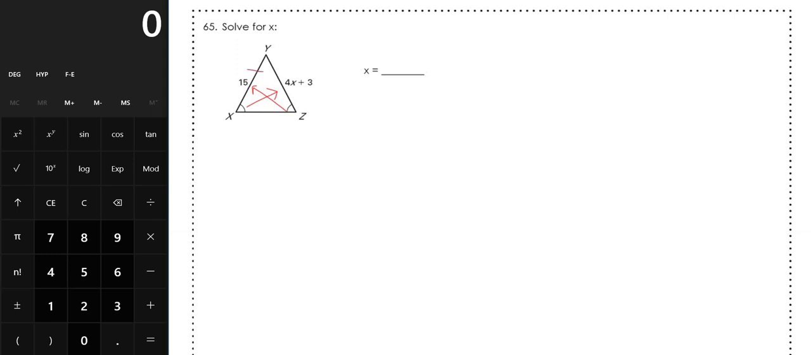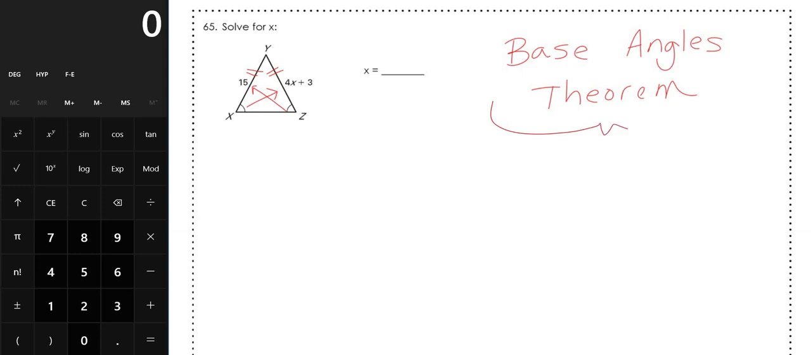So I'm going to put two tick marks here, and I want you to know that this is something called the base angles theorem. By noticing that two angles are congruent in a triangle, you should note that the two sides across from them are always going to be congruent as well. That it's an isosceles triangle. So it's an isosceles triangle.